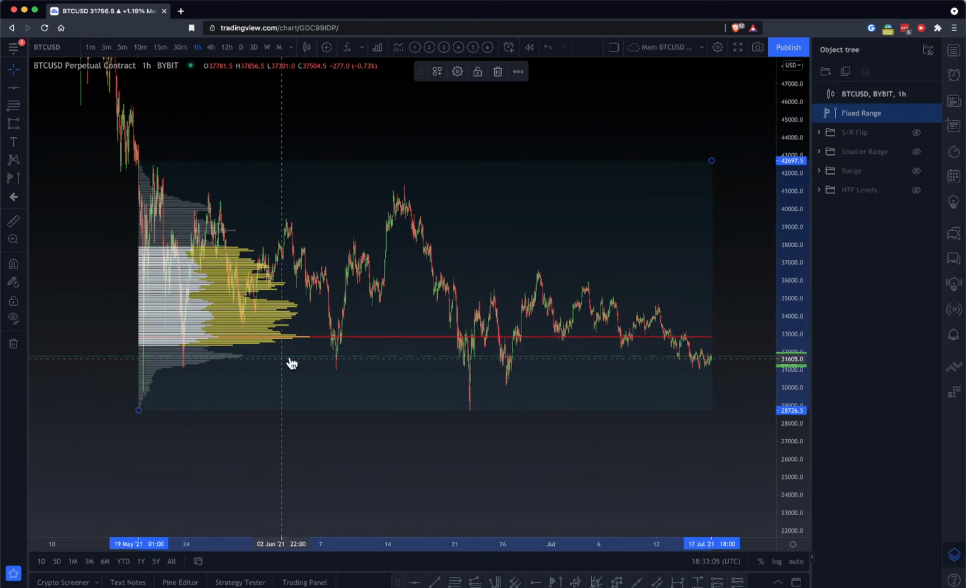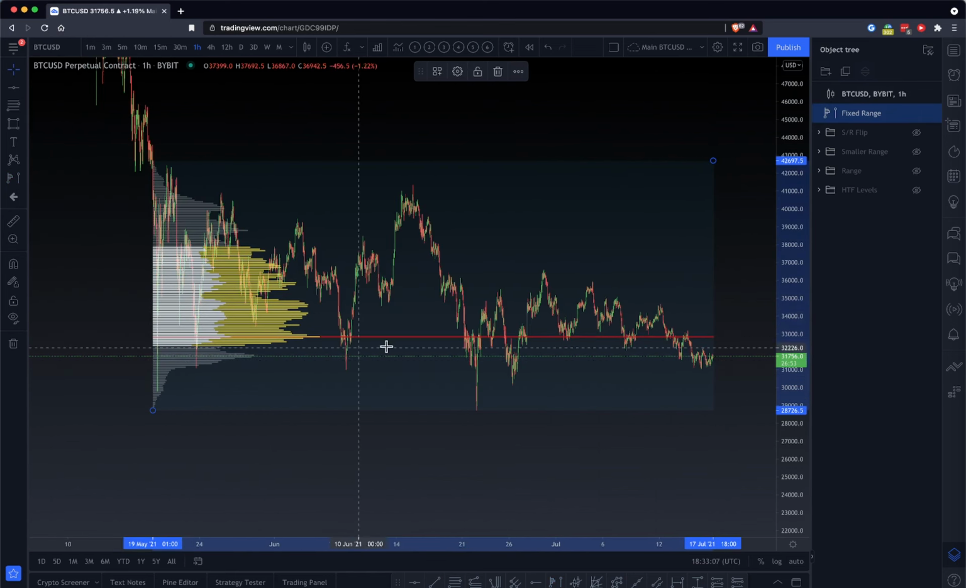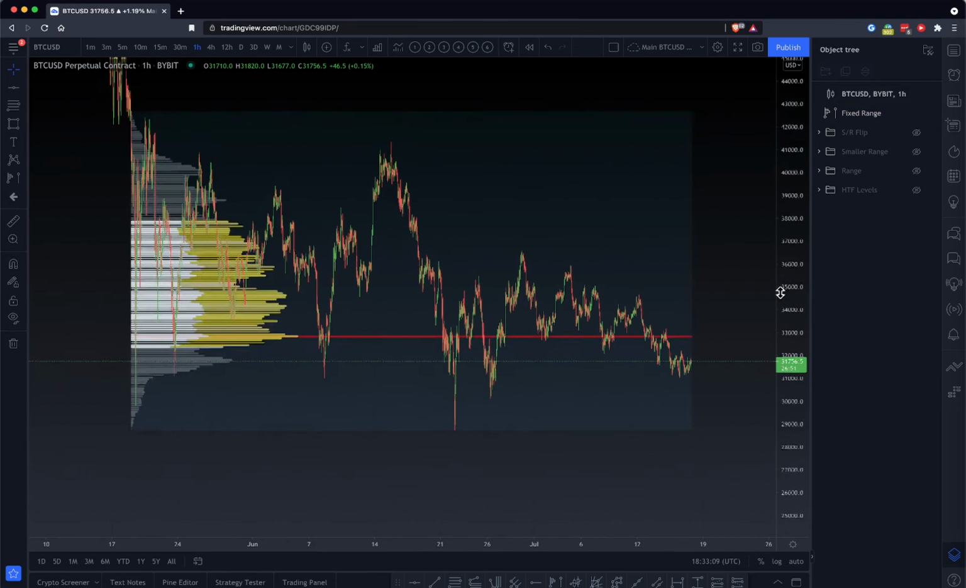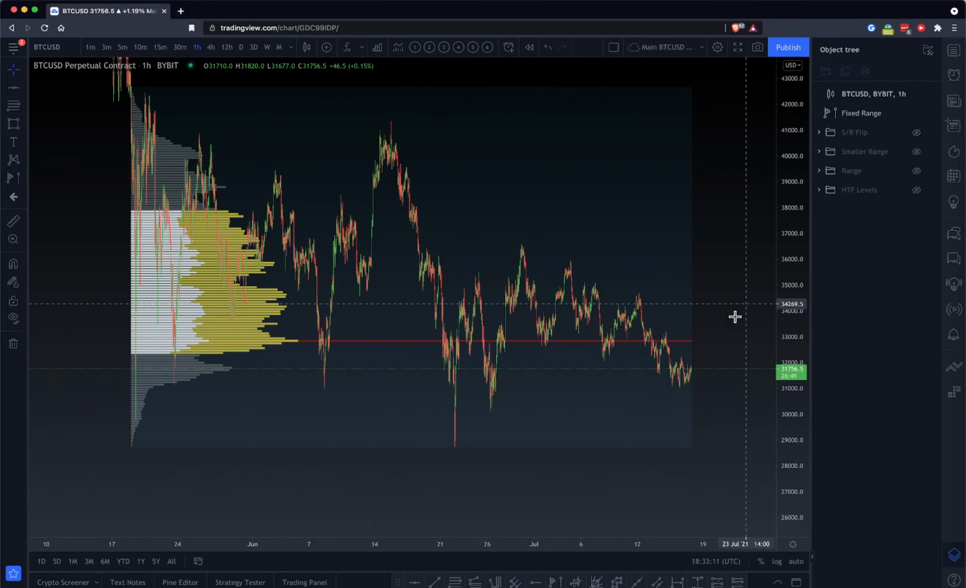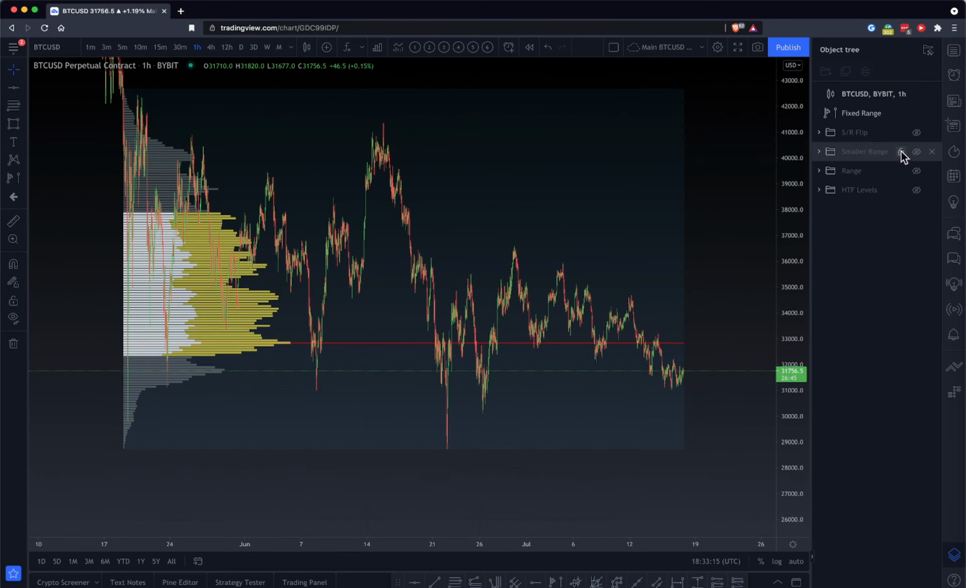So let's go for the range. Oh, wow. So the point of control is now coming down to 32,800.